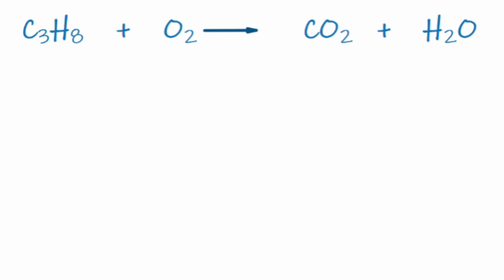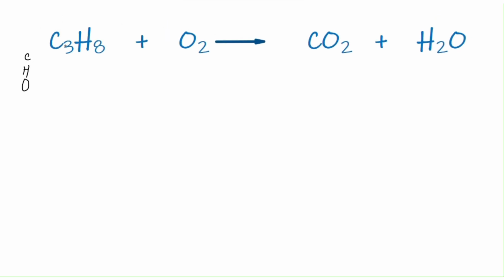So let's look at another hydrocarbon combustion problem. Balance this one. C3H8 plus O2 goes to CO2 plus H2O. So we follow exactly the same principle. We do the carbons, then the hydrogens, and the oxygens. So let's write out the individual atoms in each molecule.